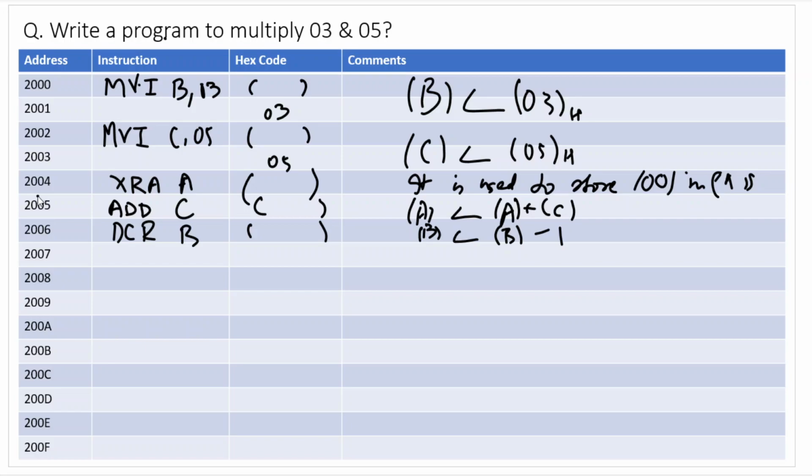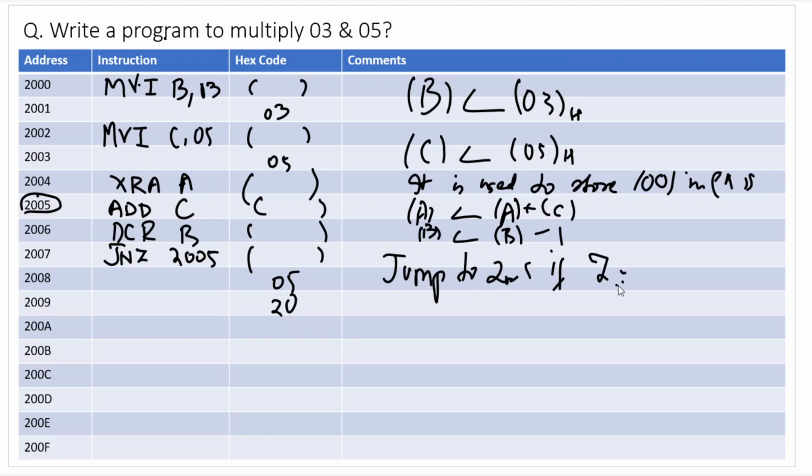After doing this, use the instruction JNZ, a JNZ to an address location. Which address location? 2005. Fine. So write the opcode of JNZ here, write the least significant byte of the address here, the most significant byte of the address here. So you have 05 20. So what will it do? It will jump to 2005 if the zero flag is reset. If not zero means if the zero flag is not set, in other words, the zero flag is reset.